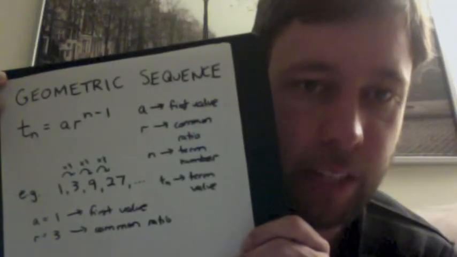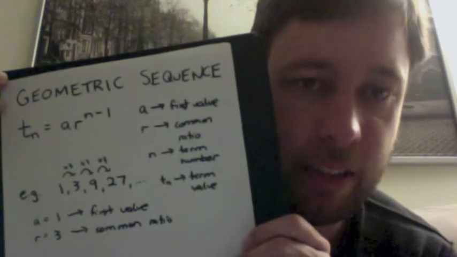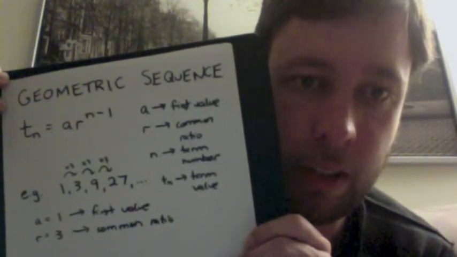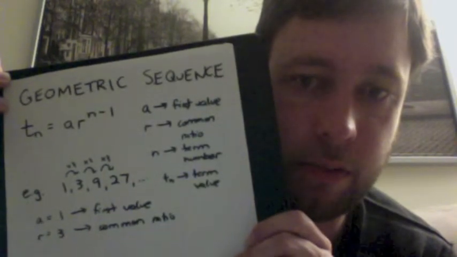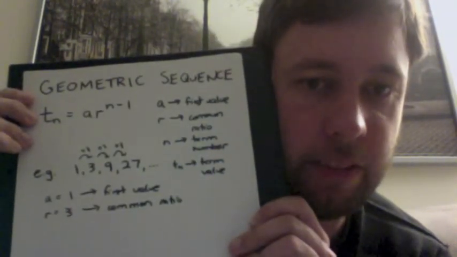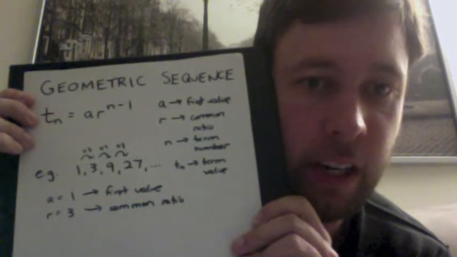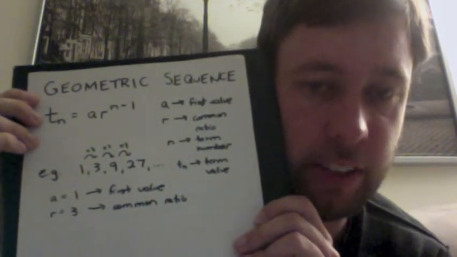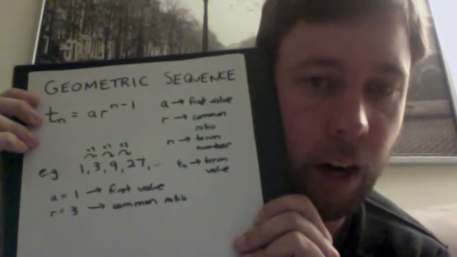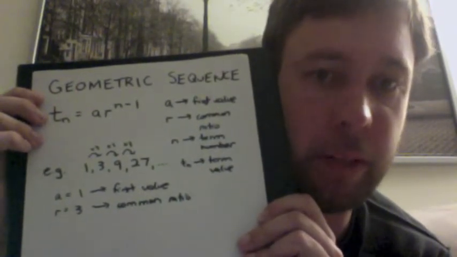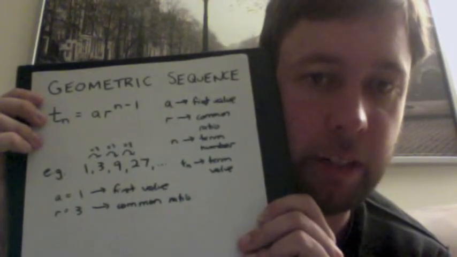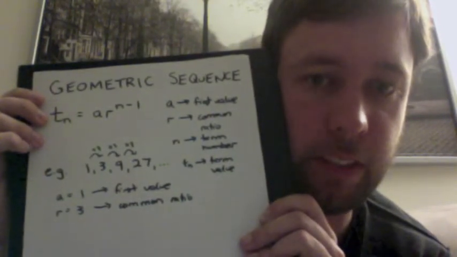Now Steve, last time you looked up the general term of a geometric sequence, and it looks something like this: t sub n equals a r to the exponent of n minus 1, where a represents the first number, r represents the common ratio, n represents the term number, and t sub n represents the term value. So for the example of the geometric sequence 1, 3, 9, 27, a equals 1, because that's the first value. If you looked at those four numbers, the first one is 1. r equals 3, because each next term is multiplied by 3. 1 times 3 is 3, 3 times 3 is 9, 9 times 3 is 27.